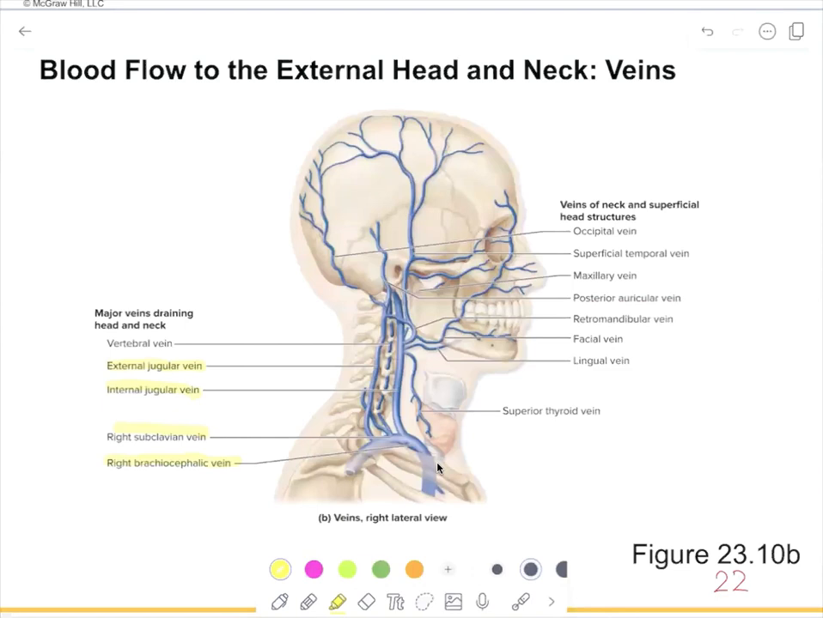So you're going to be responsible for some of the major blood vessels that I've highlighted and pointed out. So on this diagram, for example, you don't need to know any of these specific veins of the neck, like the occipital vein, maxillary vein, facial vein, and so on.